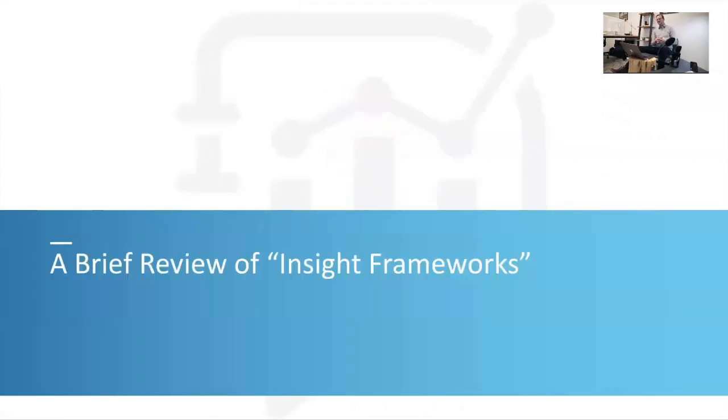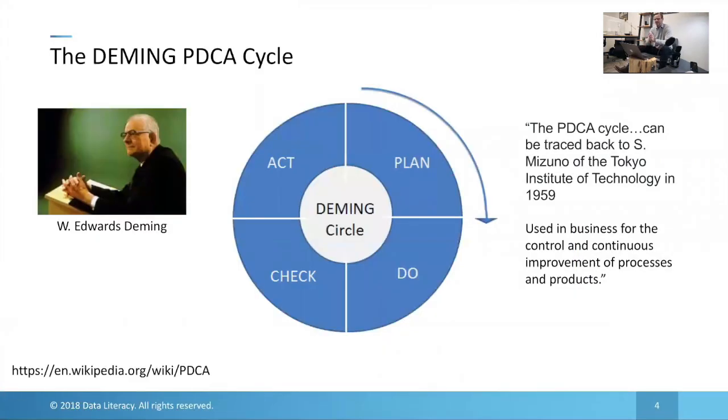Insight frameworks is what I thought about. There are so many of them, so let's take a quick review. One of them is the Deming PDCA cycle. It starts with plan, do, check, and then act. This can be traced back to the Tokyo Institute of Technology in the late 1950s, and the goal was always to help people continuously improve business and often manufacturing processes. It was embraced by the quality community, those into quality control, quality engineering, improving output, and reducing scrap, things of that nature. So that's the PDCA cycle.